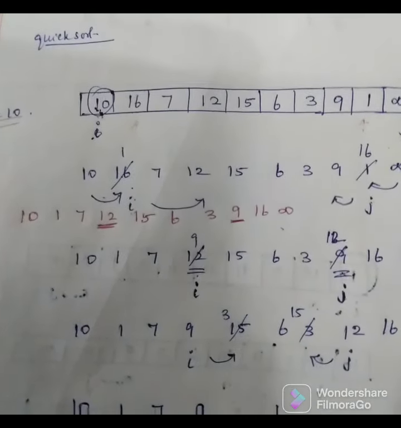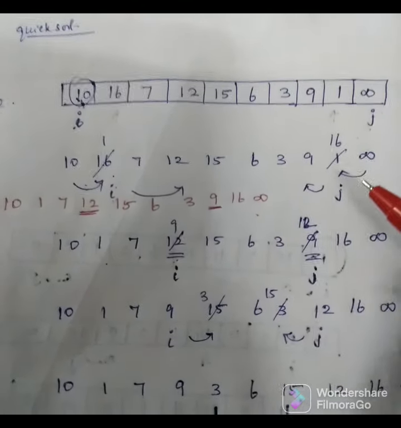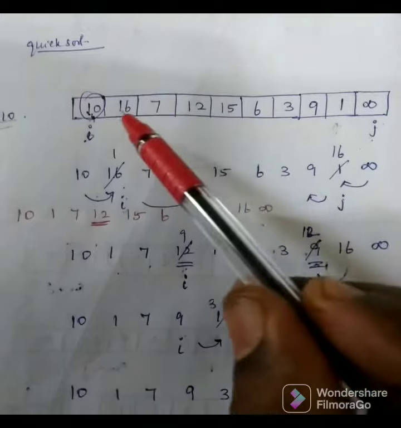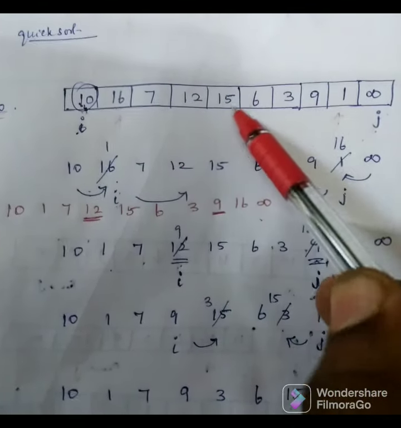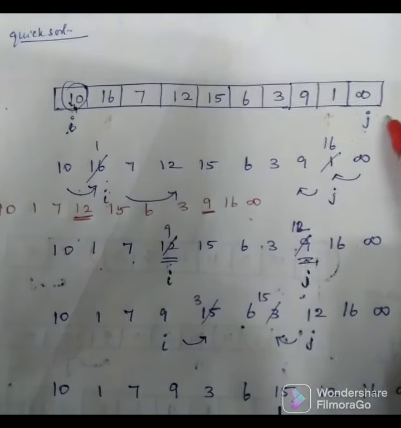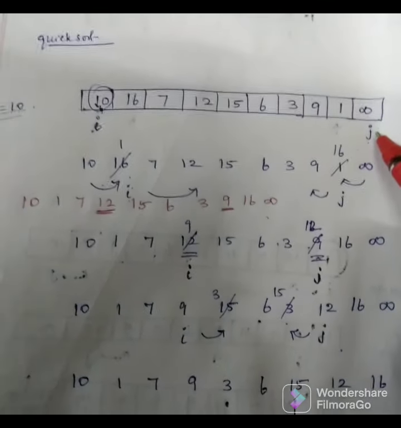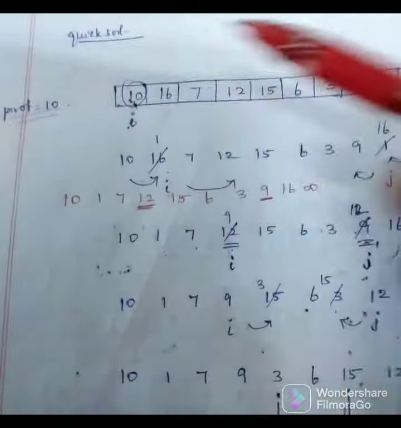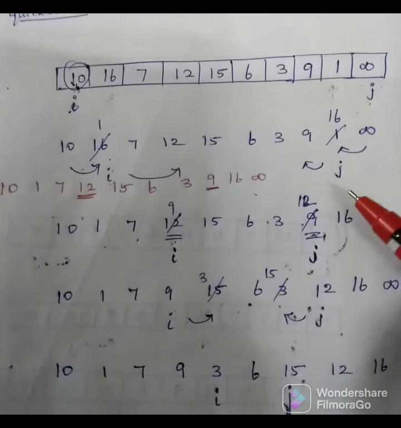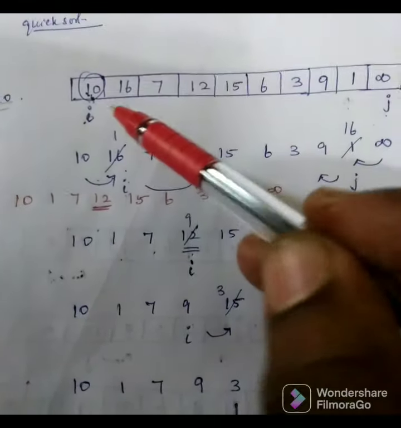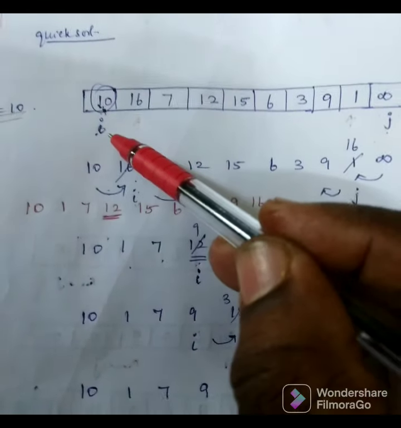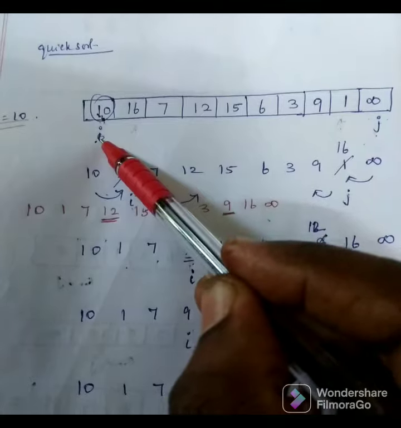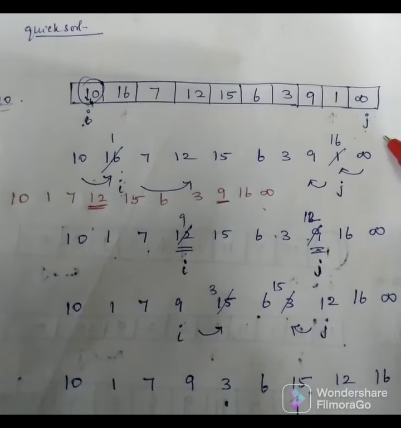Now let's see an example for quick sort. Let's take this example: 10, 16, 7, 12, 15, 6, 3, 9, 1 and a bigger element, infinity. Here we choose 10 as the pivot element. We need to perform the partitioning algorithm concept. So let's start with i and j values. i will be in the first position and j will be at the last position.